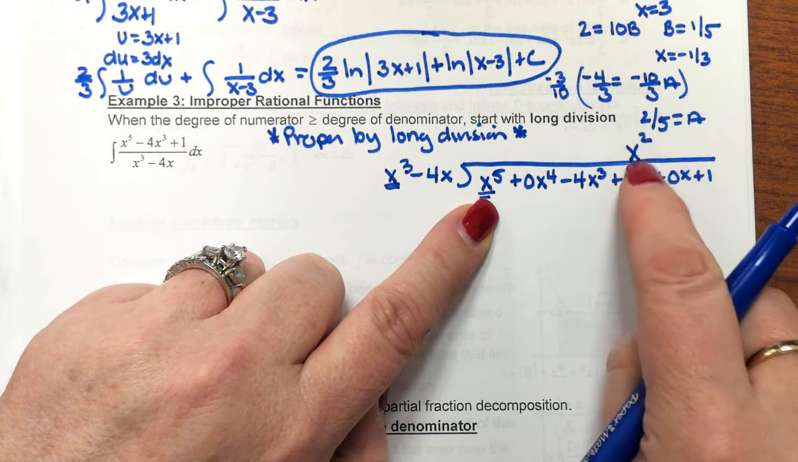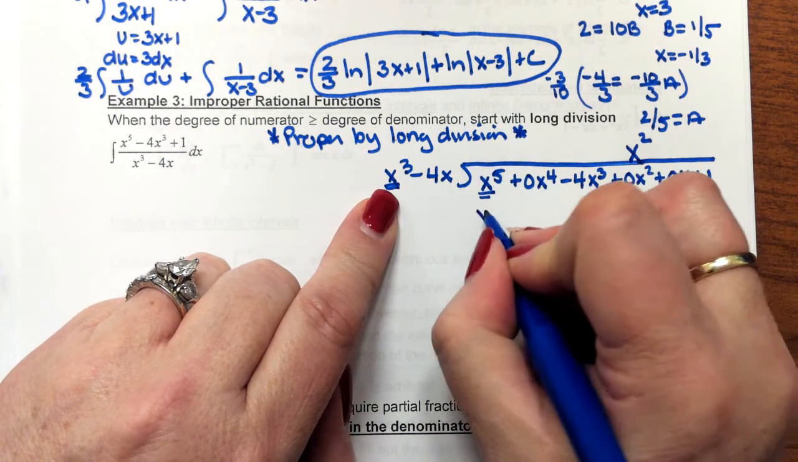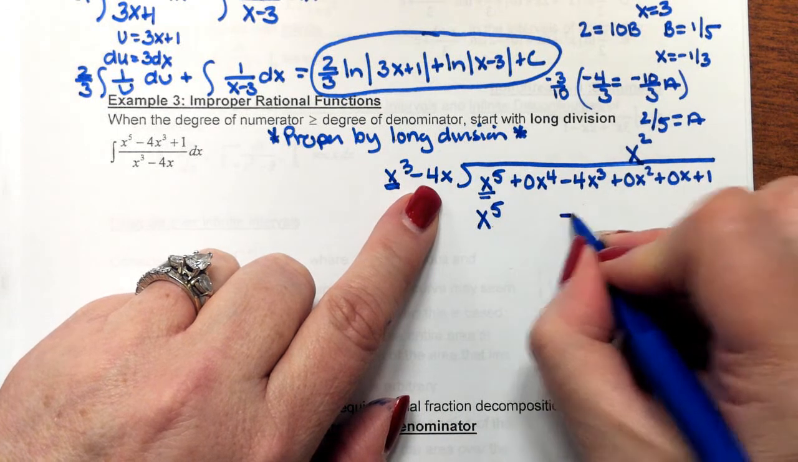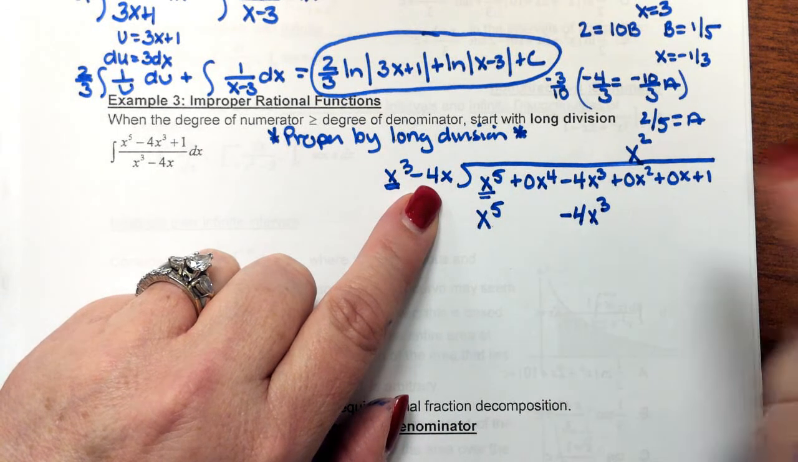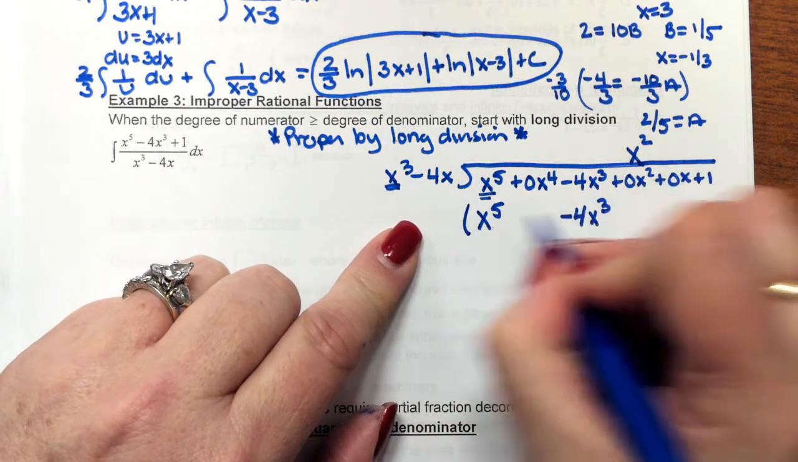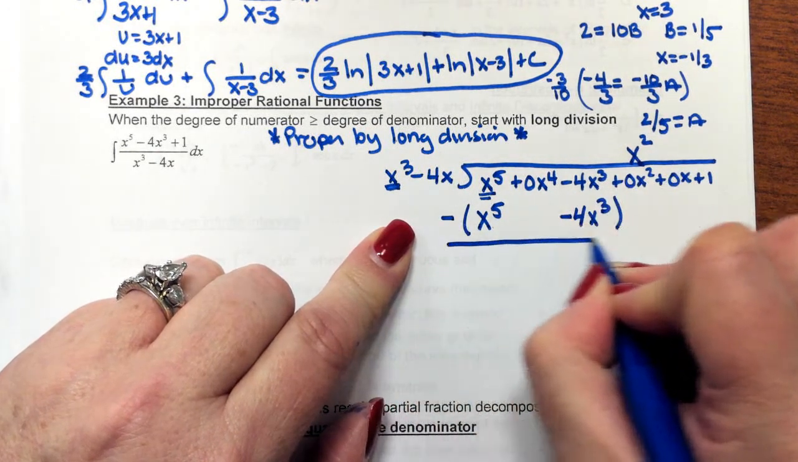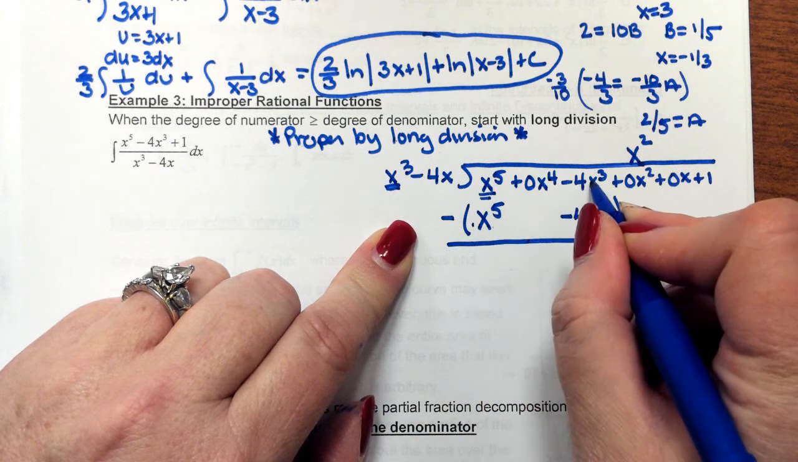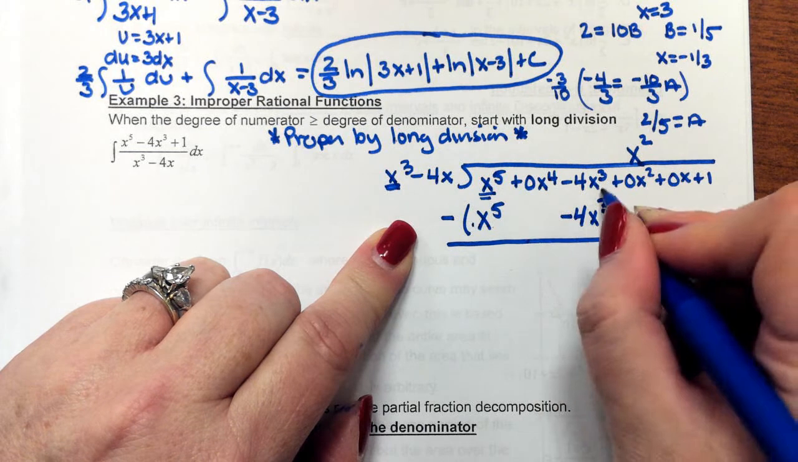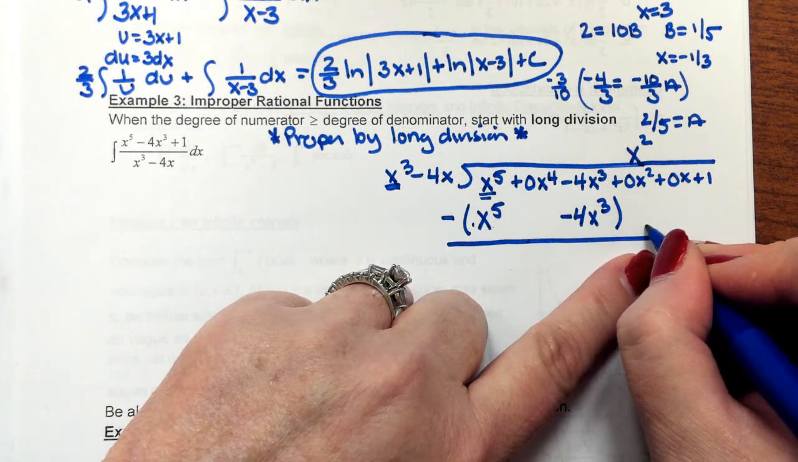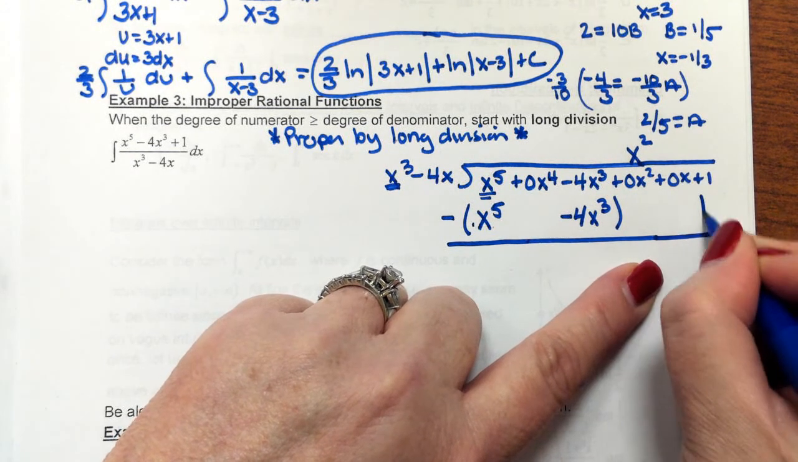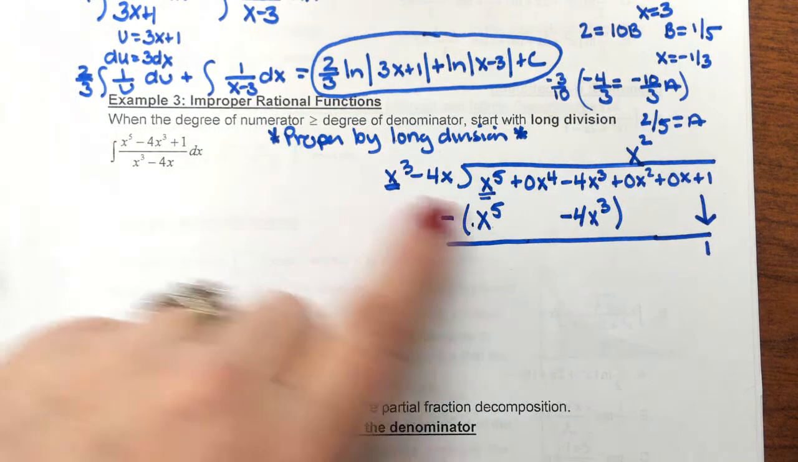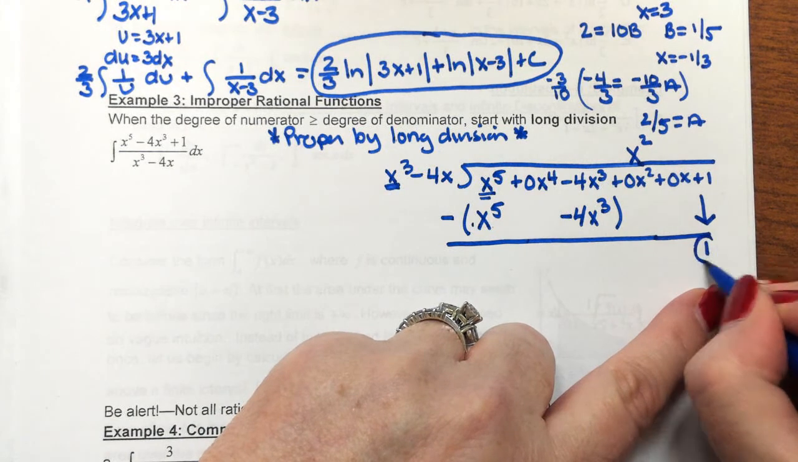Then I'm going to multiply. X squared times x to the third is an x to the fifth. X squared times negative 4x is a negative 4x to the third. Remember, after you multiply, you're going to subtract. So x to the fifth minus x to the fifth is 0. Negative 4x to the third minus a negative 4x to the third goes to 0. I have a 0x squared, 0x squared. The only thing left to bring down is my 1. I cannot take x to the third and divide it evenly into 1. So this is my remainder.